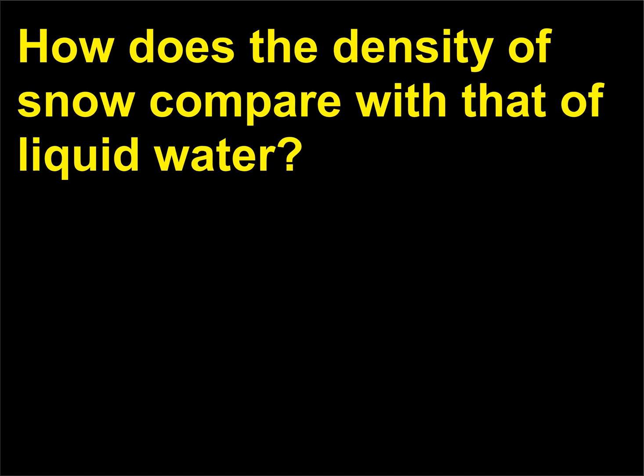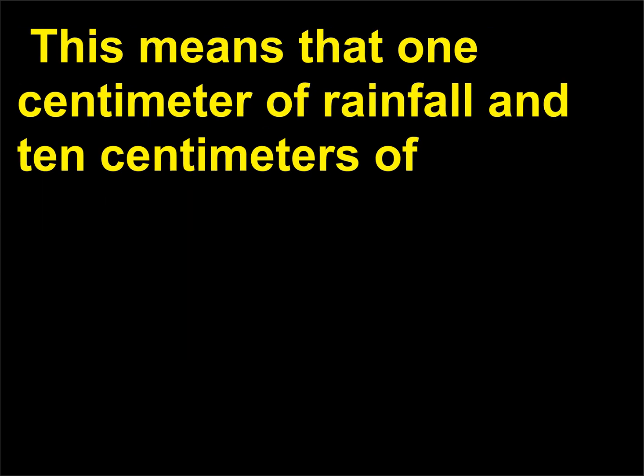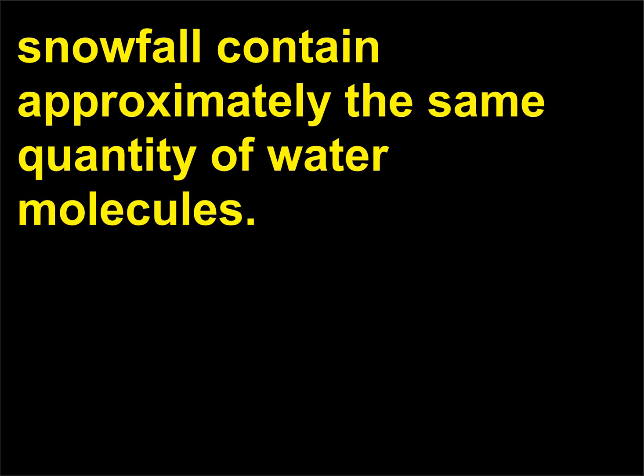How does the density of snow compare with that of liquid water? The density of recently fallen, damp snow is approximately 1/10 that of liquid water. This means that 1 centimeter of rainfall and 10 centimeters of snowfall contain approximately the same quantity of water molecules.